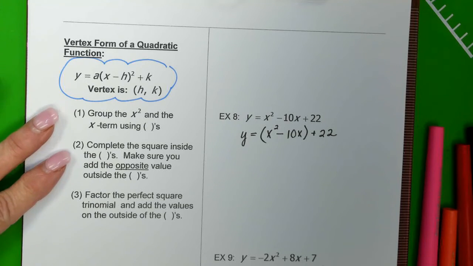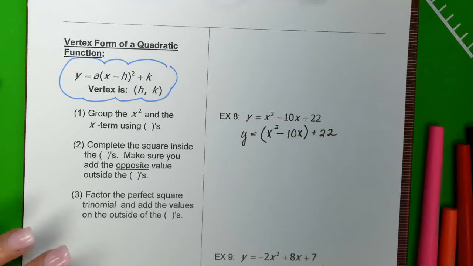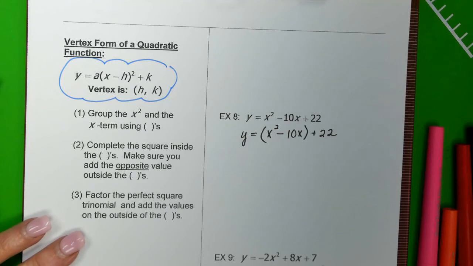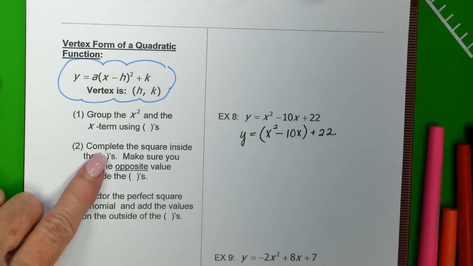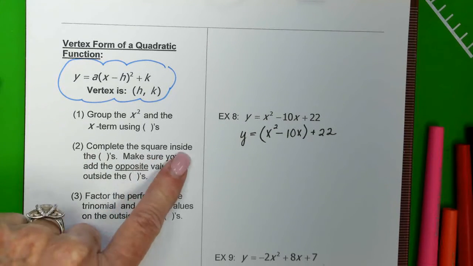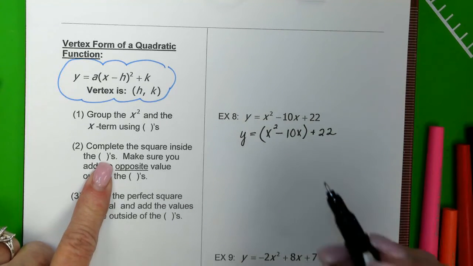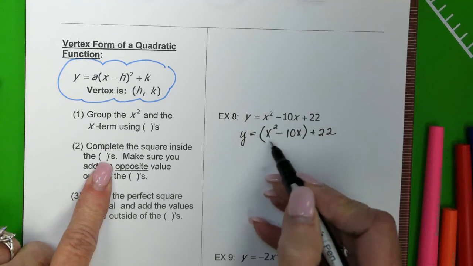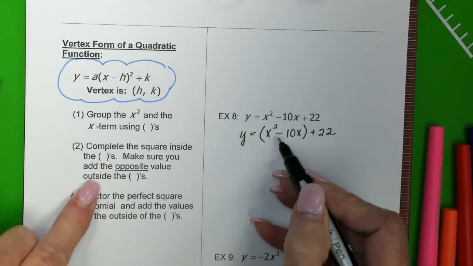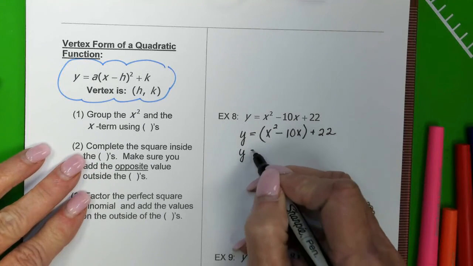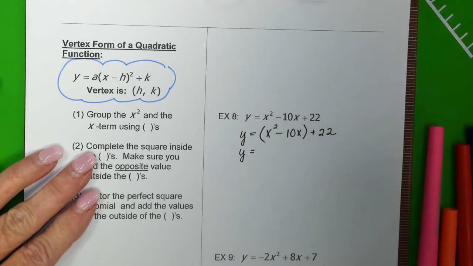Okay, so we didn't change the value. All we did was put some parentheses in there. Okay, didn't change anything. Now we're going to complete the square inside the parentheses. We're going to make a perfect square trinomial inside the parentheses. Okay? Now, when I do that, still going to have that little two-step thing we're going to do, okay?